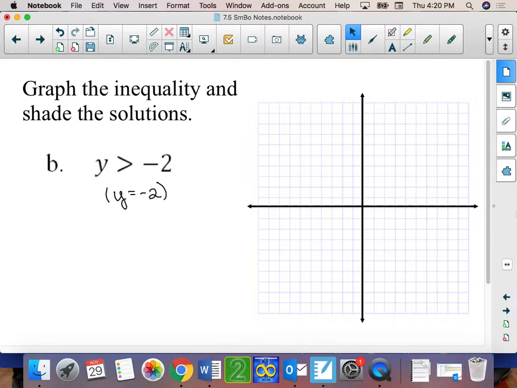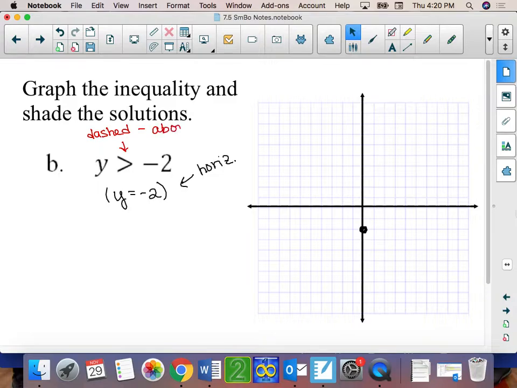So remember, when there's no x value, I'm going to go to -2 on my y-axis, and remember, this means I'm graphing a horizontal line. But here's what we want to pay attention to. My symbol does not have an equal to part. So I want my line to be open or dashed. And then that's a greater than symbol.